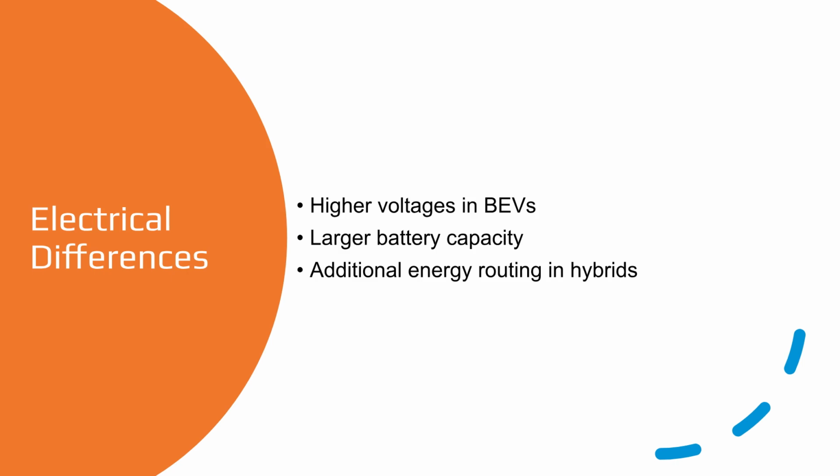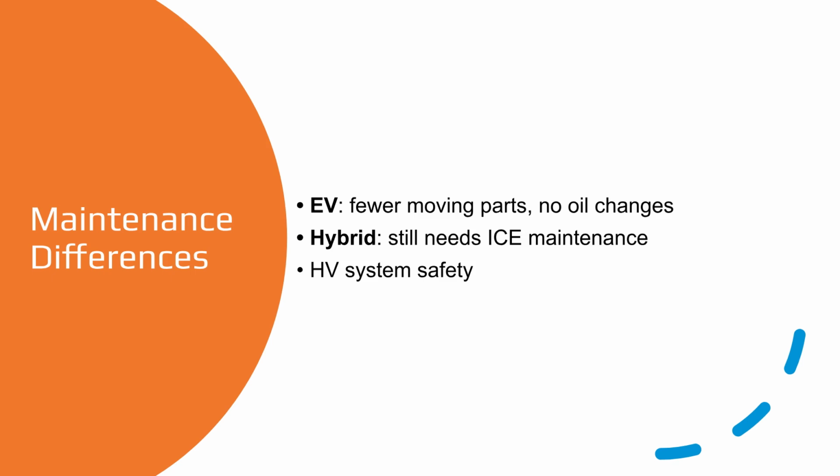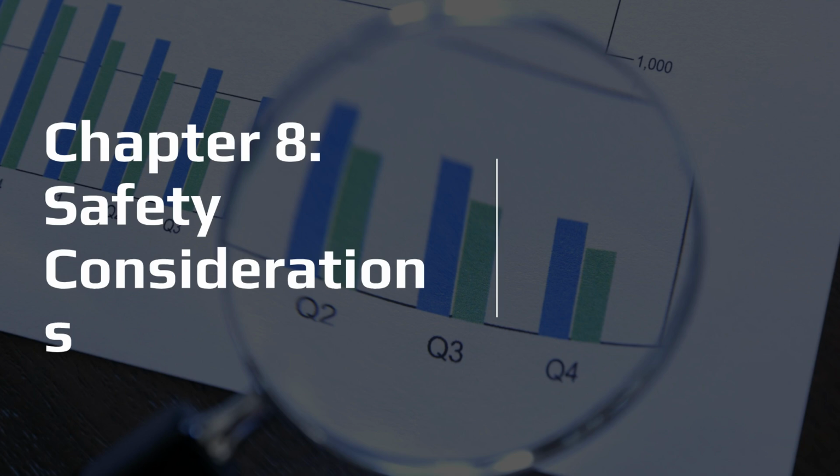Electrically, BEVs typically utilize higher voltages and larger battery capacities compared to hybrids, which require additional energy routing between the engine and electric systems. Maintenance needs also differ. EVs have fewer moving parts and no oil changes, while hybrids require both ICE maintenance and specialized high-voltage system safety checks. Chapter 8 focuses on critical safety considerations when working with high-voltage vehicles.